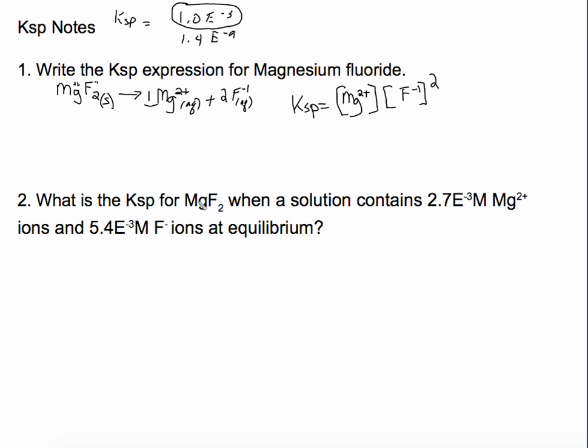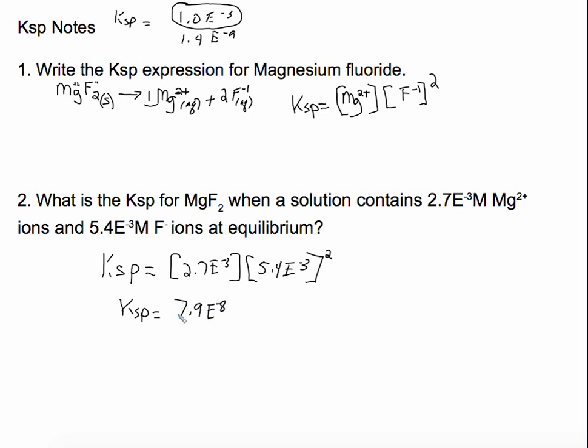All right, now you can do a math problem. It says, what is the Ksp for magnesium fluoride when a solution contains 2.7 e to the minus 3 molar magnesium ions and 5.4 e to the minus 3 molar F-1 ions at equilibrium. So basically you take your expression and plug in the numbers and do the math. Ksp equals 2.7 e to the negative 3 times 5.4 e to the minus 3, but we have to square it according to the equation up there. If you do the math, I believe it equals 7.9 e to the minus 8. And they don't put any units on the Ksp values.